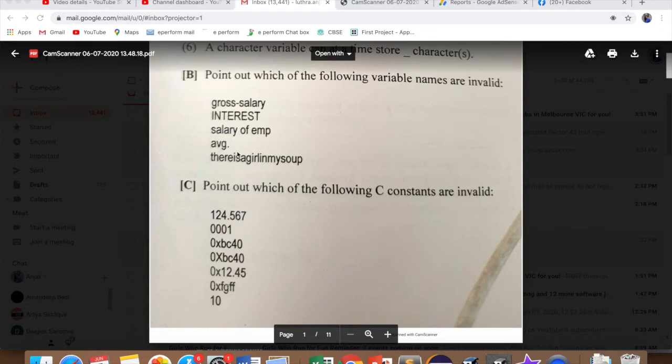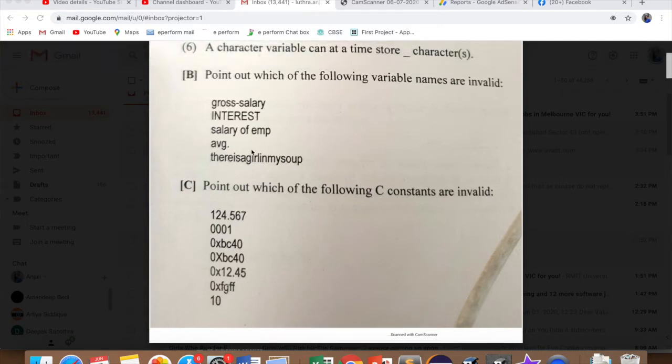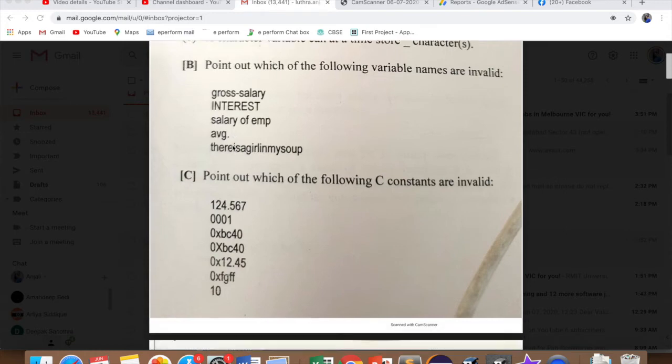In the previous video I gave you these two questions which you had to answer, so we'll just discuss the answers for these and move on to the questions for today. So I asked you to tell what variable names are invalid out of the given names over here. The invalid names are gross-salary, since hyphen is not allowed in a variable name; salary of emp, because space is not allowed in a variable name; and avg., since dot is not allowed in a variable name, because we can use only one special symbol, that's underscore. Other than that, no special symbol can be used.